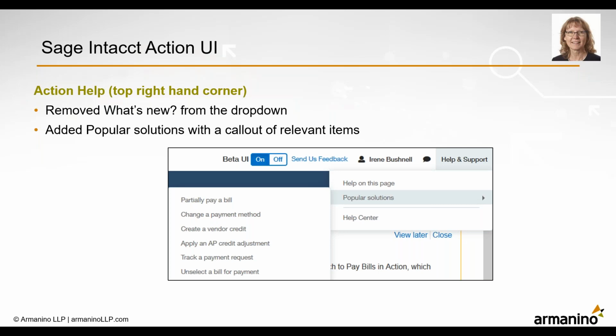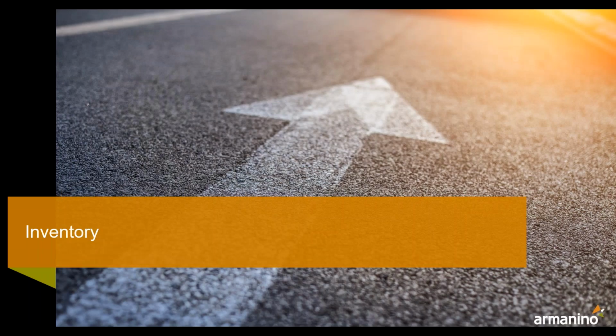So now what you see is a popular solutions item in the help menu. Then if you click the arrow, it calls out items related to, again, whatever screen you are on. So the popular solutions is designed to, hopefully, call something out related to exactly what you're working on at that particular time. So lots of new things happening with the Action UI.